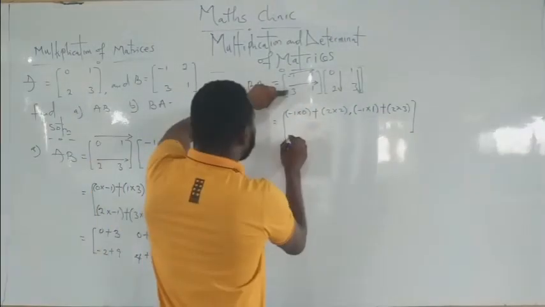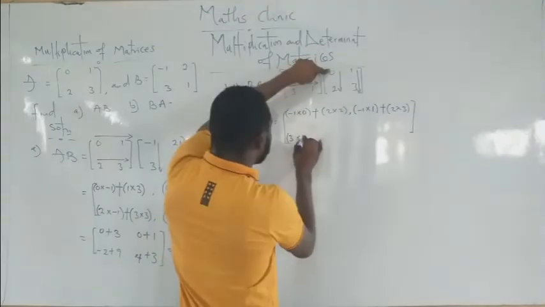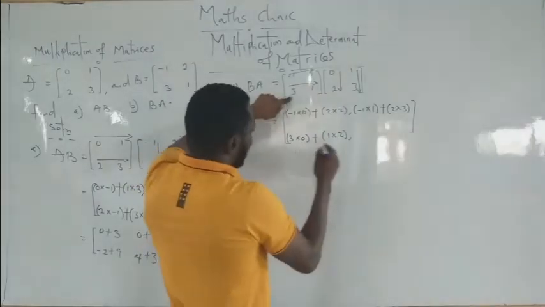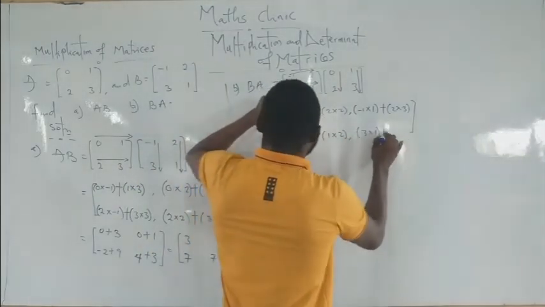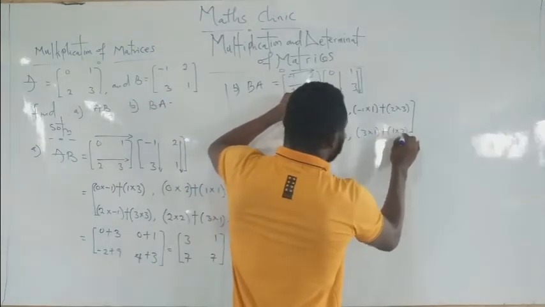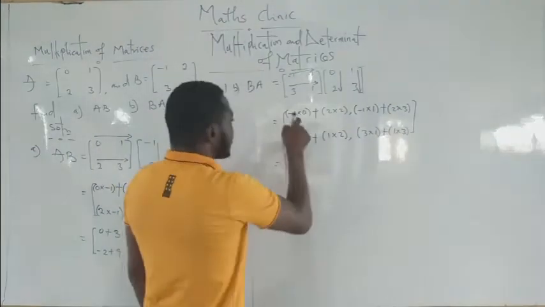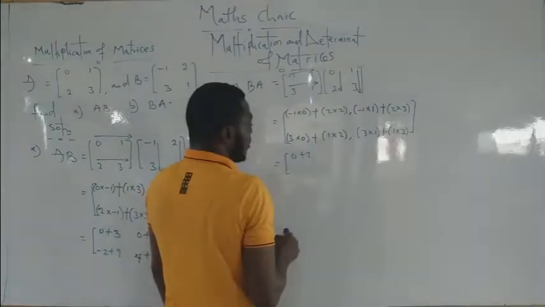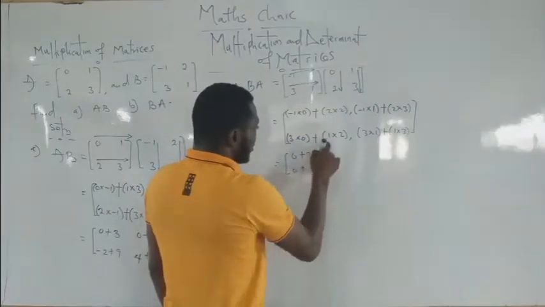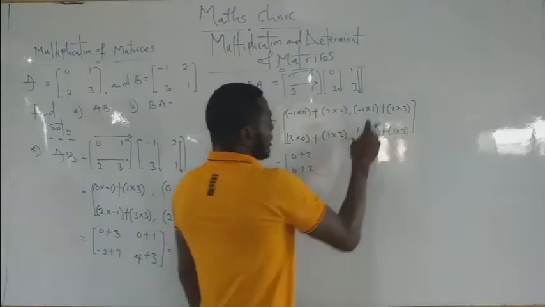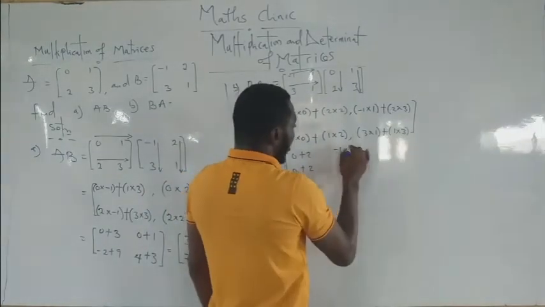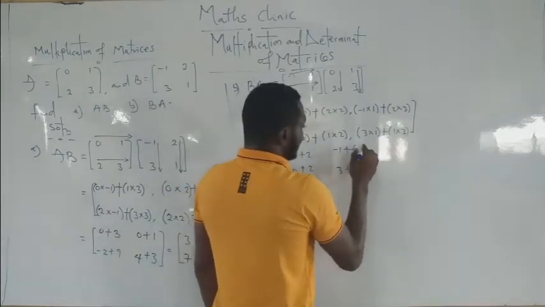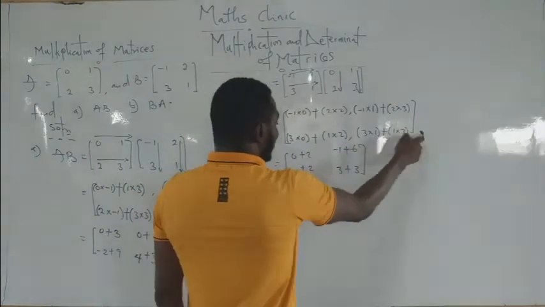Second row, that will be 3 times 0 plus 1 times 2, comma, 3 times 1 plus 1 times 3. Okay? So this will be equals to, this is 0, minus 1 times 0 is 0, plus 2. This is 0 plus 2. Okay, this is minus 1 plus 6, isn't it? This is 3 plus 3. 3 times 1, 3, 1 times 3, 3.